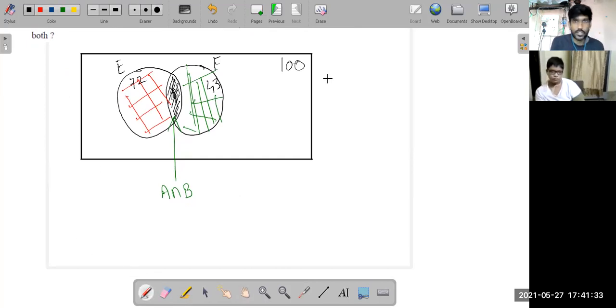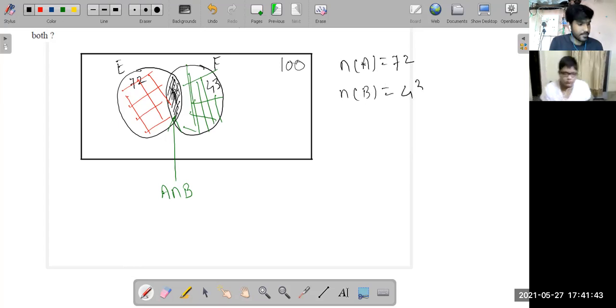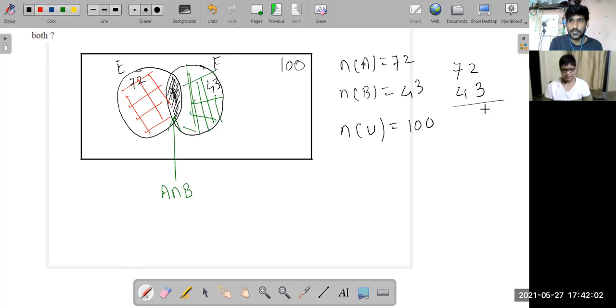So let's write what all is given. n of A is 72. n of B is 43. And one more thing is given. The universal number is 100. The number of elements in the universal set is 100. Now, if you note one thing, 72 plus 43. How much is this? 115.